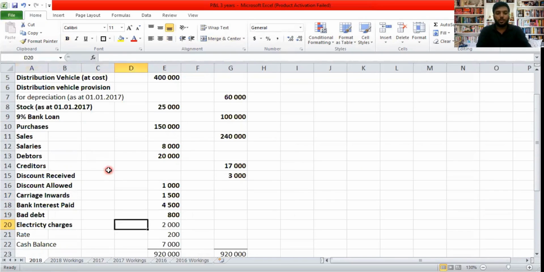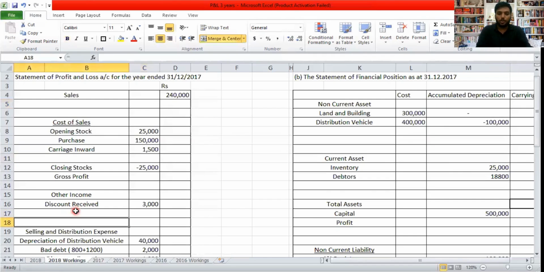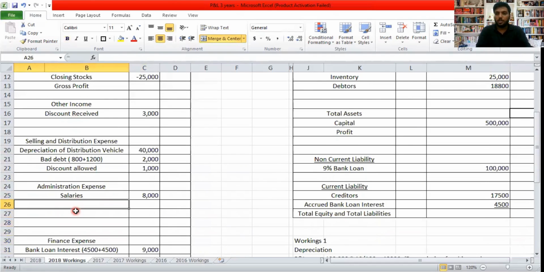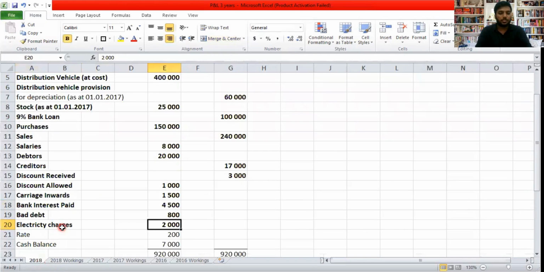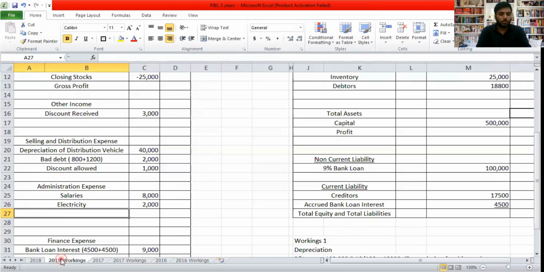Electricity charges. Day-to-day electricity we use in our office, so it becomes our administration expense. Day-to-day expense comes under administration expense. So electricity is the day-to-day expense we use every day. So 2,000. I will record this. Then I have one more thing, I think rates. It is also an administration expense. Remember, rates is an administration expense. So 200 is an amount which we can consider.